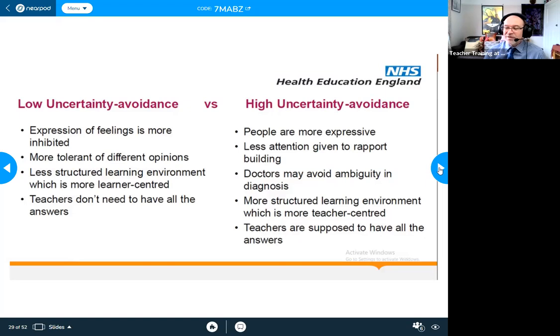Even within the UK, if you move around the country, different counties, different parts of the country have different cultures on what's expected in terms of building rapport and the relationship between students and teachers.